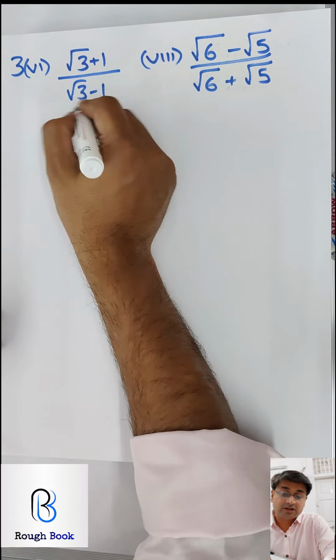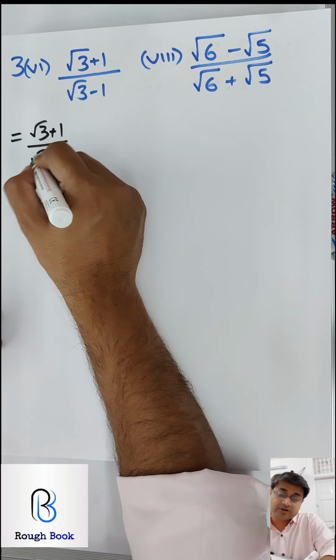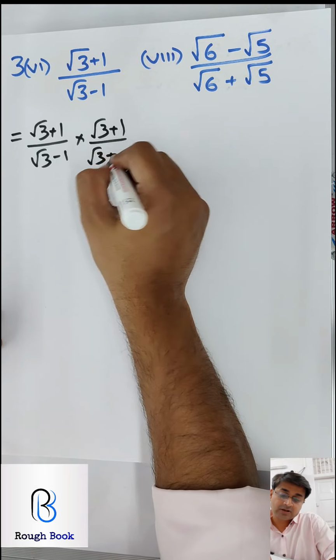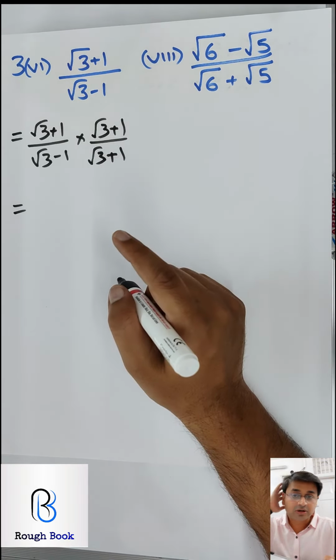Can you get this one? 3 upon root 3 minus 1. Come on, take the conjugate, multiply. It's very simple. So what's the conjugate? Root 3 plus 1. Pause. Try on your own. If you do not get, only then come back.